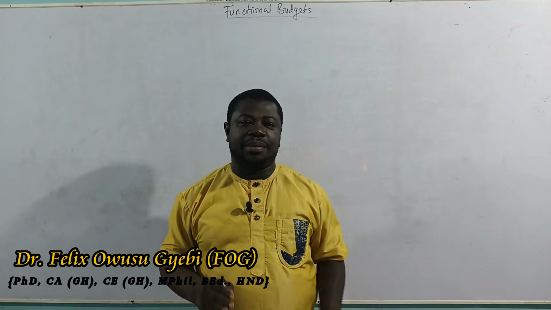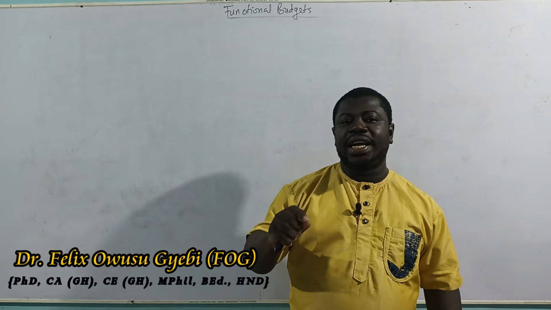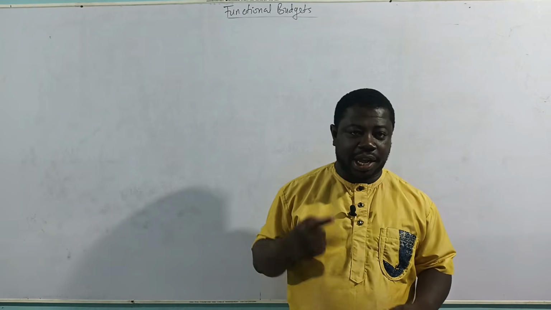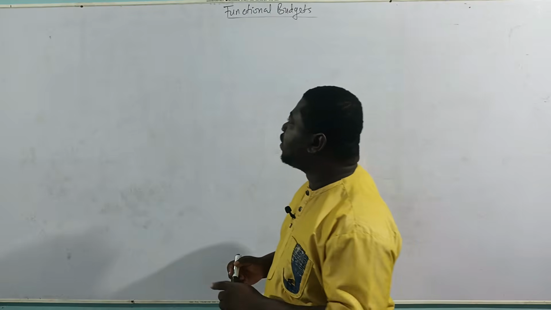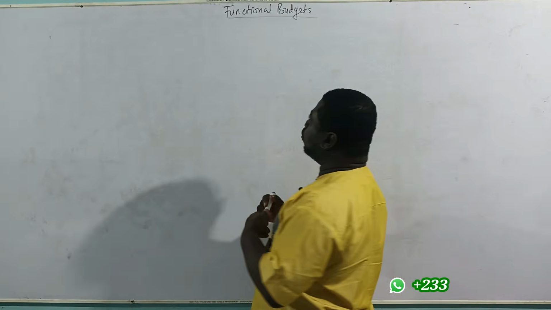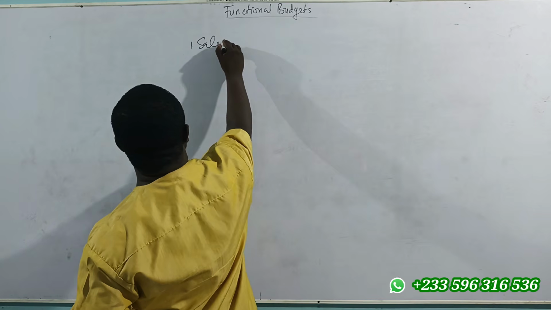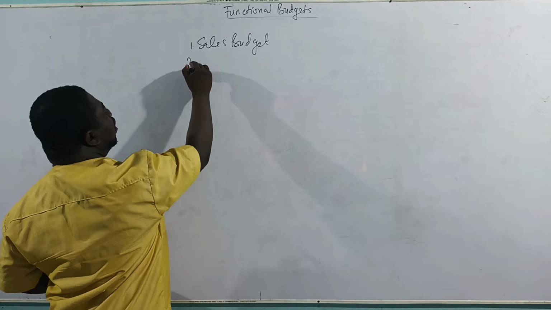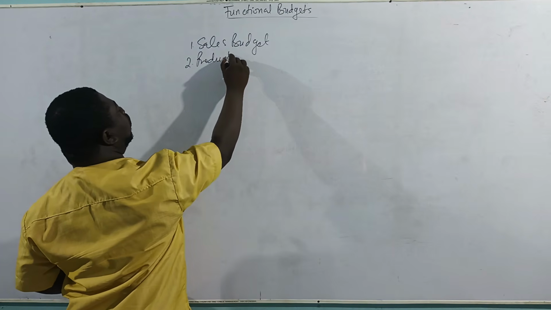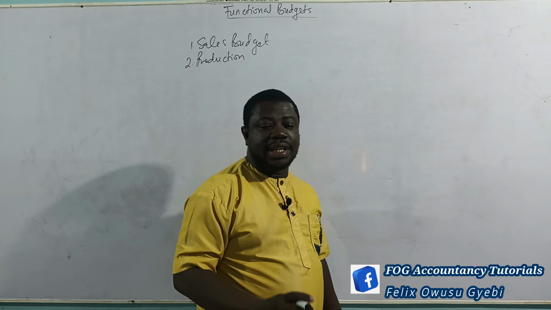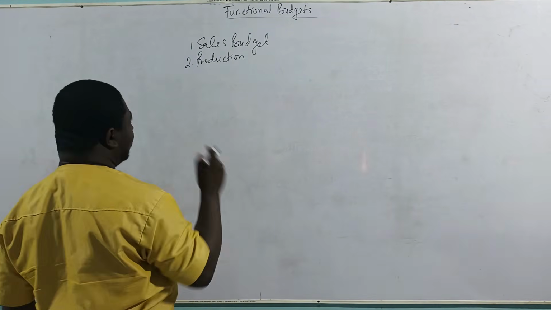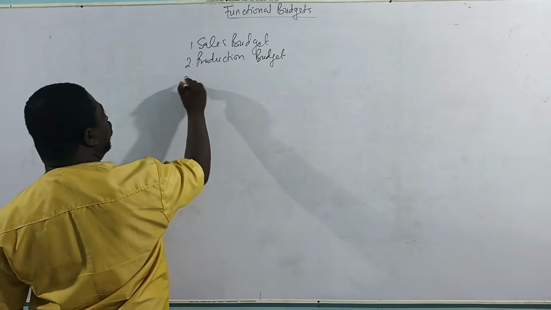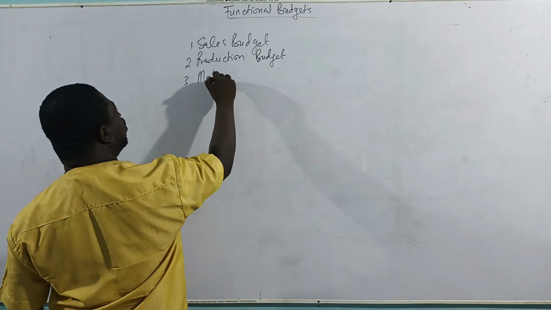Now, when I say functional budget, I'm going to be more specific on the types of budget that I'm going to deal with under what I call the functional budget. And so, without wasting time, let me list them for you. We are going to talk about the sales budget as the first one, and then the production budget. Remember that we have already treated cash budget in a different video. And then we are going to talk about the materials usage budget.